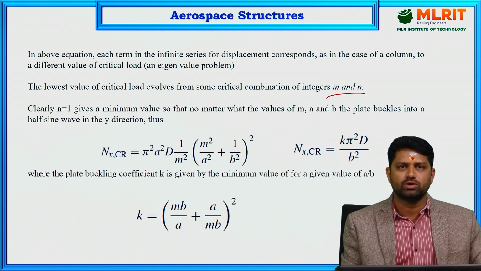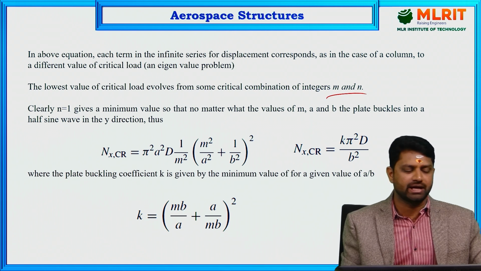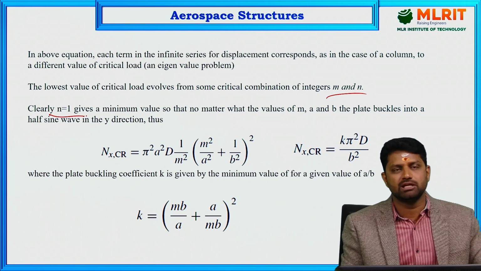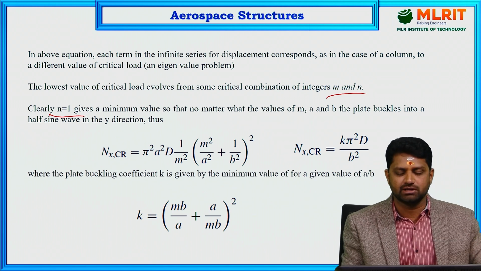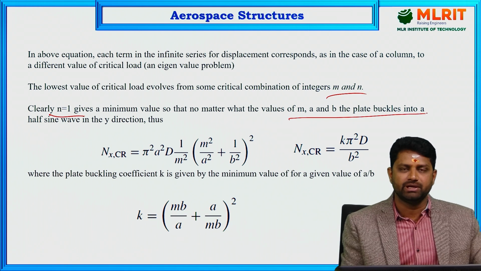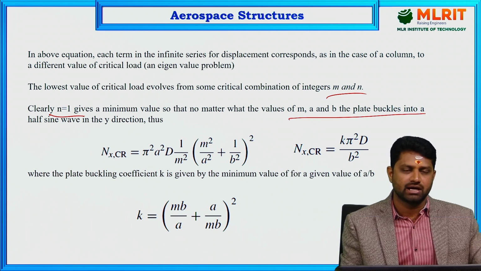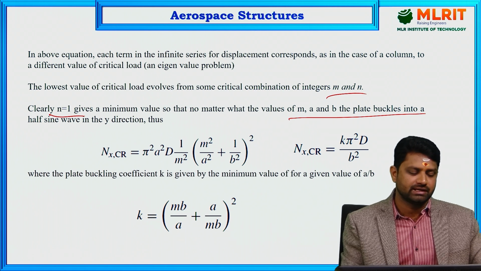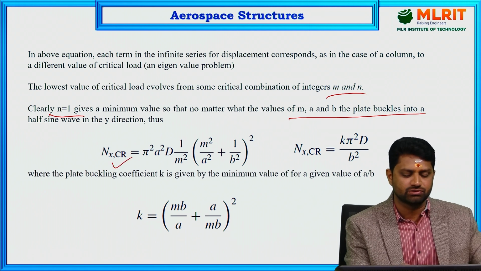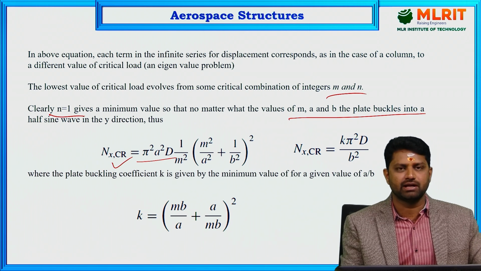If you take the lowest values, it gives a critical combination. Here, if you assume n equals 1, which gives the minimum value, then no matter what the values of m, a and b, the plate buckles into a half sine wave in the y direction. So we can get the critical load by substituting n equals 1, and you get pi square a square D into 1 by m square into (m square by a square plus 1 by b square) whole square.